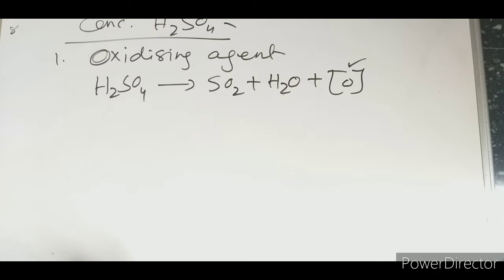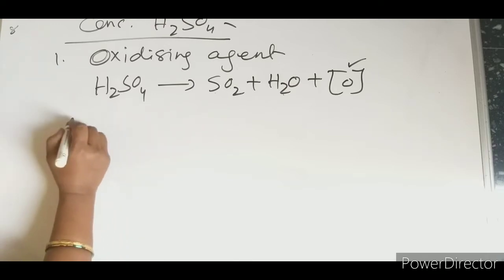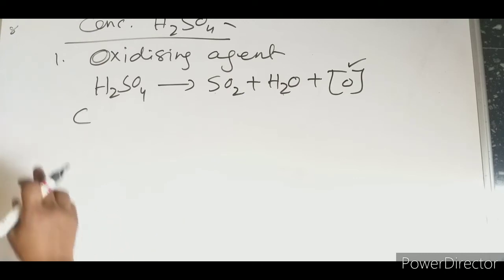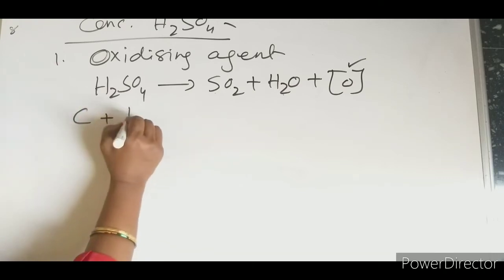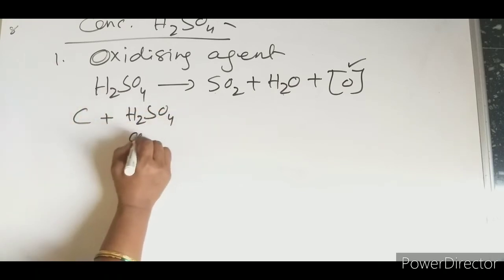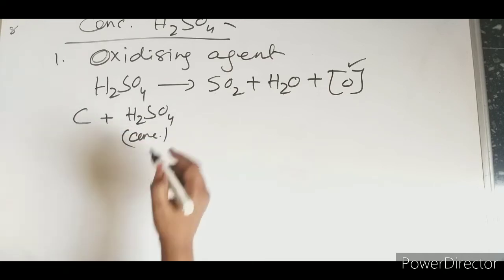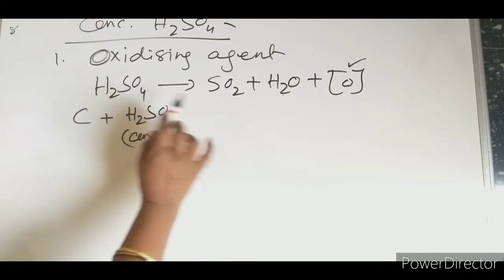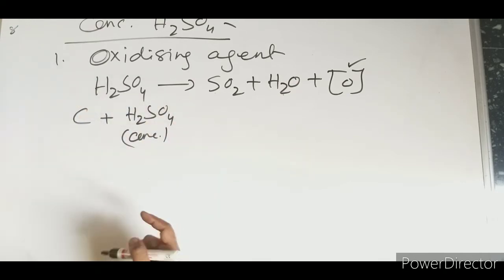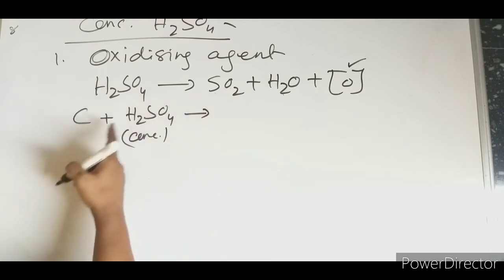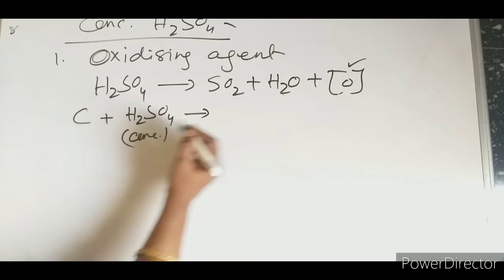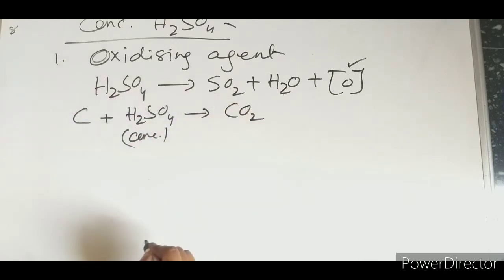So here first of all, let us take the non-metals. In case of non-metals, we will discuss carbon and phosphorus. Both carbon and phosphorus are in our course, so we will go for carbon. So carbon with H2SO4, here you have to mention that it is concentrated, because only concentrated sulfuric acid acts as an oxidizing agent. Dilute sulfuric acid never acts as an oxidizing agent. So when this is reacting, this oxygen will combine with carbon. So what will be the product? Carbon dioxide will be the product.